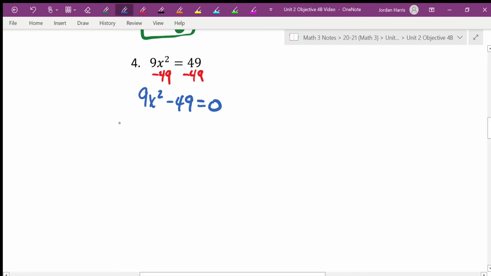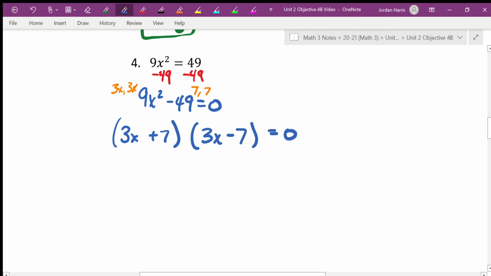Okay, so difference of squares, I take these perfect squares, so it's 3x and 3x. This one is 7 and 7, so I have 3x plus 7, 3x minus 7 equals 0. If you wanted to check these, if you did the middle terms, it's 21x and the outside terms is negative 21x. It should always combine to 0. That's how you could check it. And it does work if you do that.